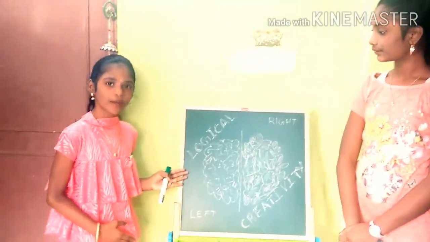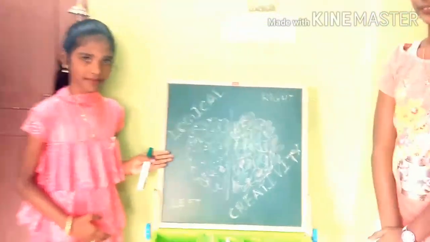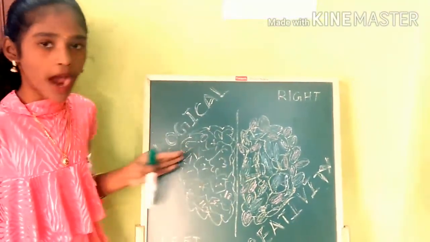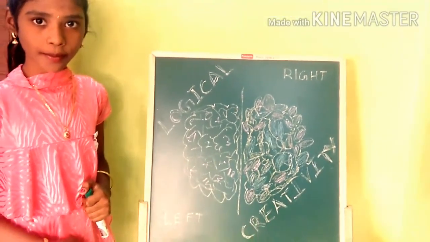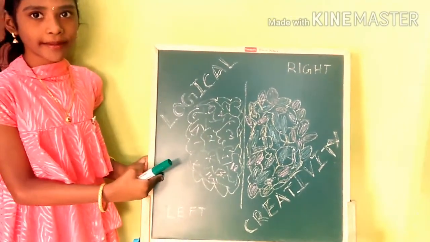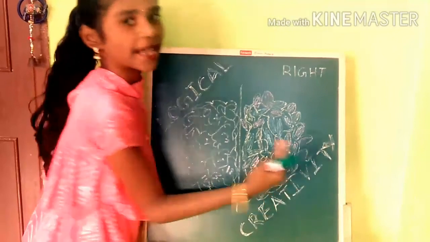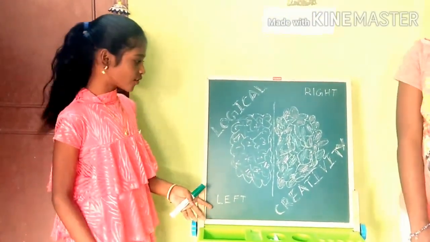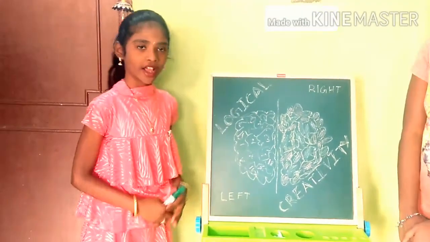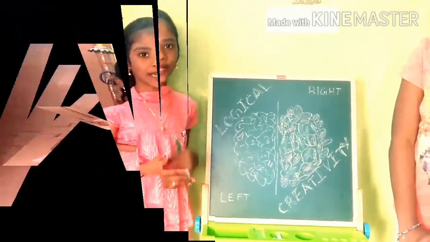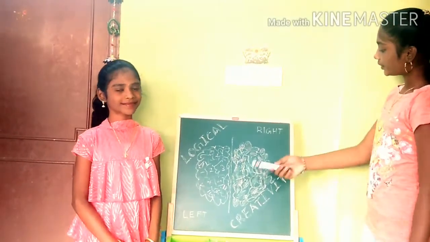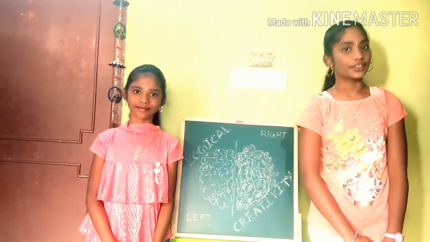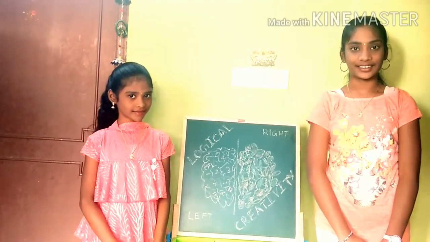Here is a diagram of the brain. Our brain is divided into two parts: one is the left brain, one is the right brain. Generally, the left brain is used for logical thinking, for example, calculations. Generally, our right brain is used for creativity. Examples are drawing, coloring, etc.